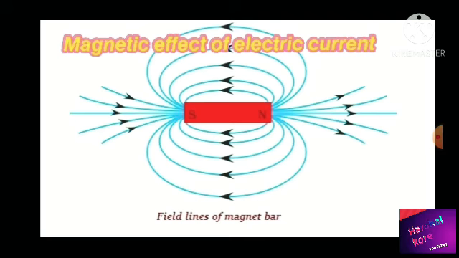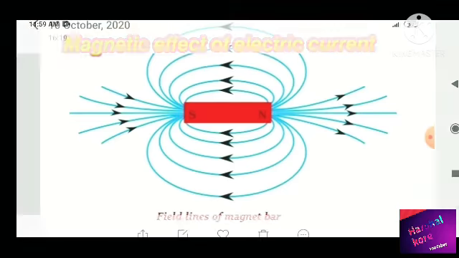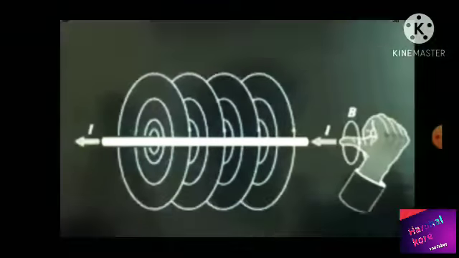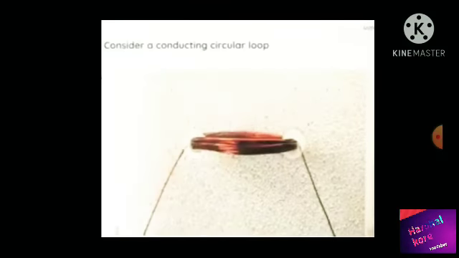In this video we are going to discuss magnetic field through circular loop, magnetic field through solenoid, and force on a current carrying conductor in a magnetic field. So let's start our video of this part 2, magnetic effect of electric current. Starting with the circular loop, the magnetic field through a circular loop.